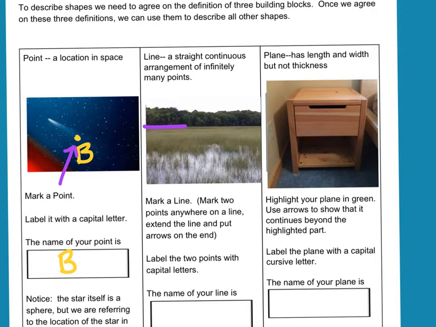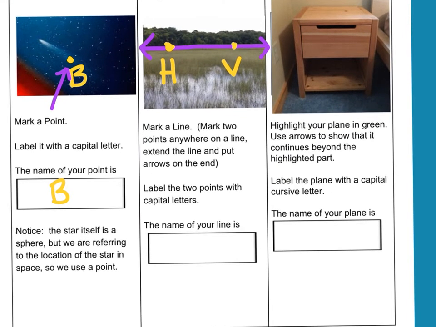So the horizon line is an example. To mark a line, we want to mark it with the arrows on the end. That shows the infinitely. It's going to go on forever in both directions. If we want to label it, we put 2 points on this line. And I'm going to call it H and V. This is a horizontal line. And then the name of my line would be line HV. And I would put this notation over the top, or this symbol, which says this is the collection of points that goes on forever in both directions.